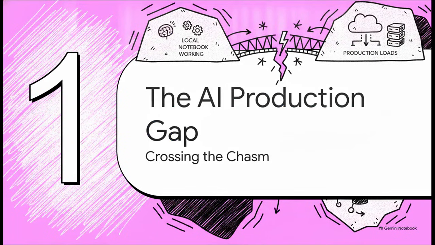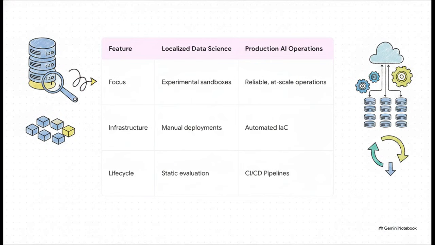Let's kick things off with Section 1, the AI production gap, crossing the chasm. We really need to understand this exact pain point where those perfect little notebook models break down under pressure. This really brilliantly illustrates the industry's massive shift from that old, retired, localized data science approach to the modern, automated, DevOps-aligned AI 300 standard. Just look at the difference here.